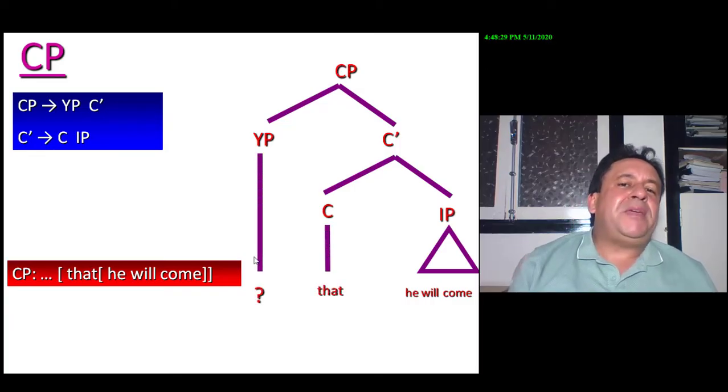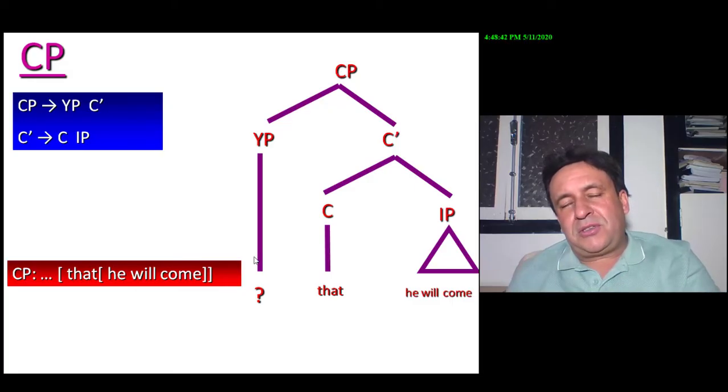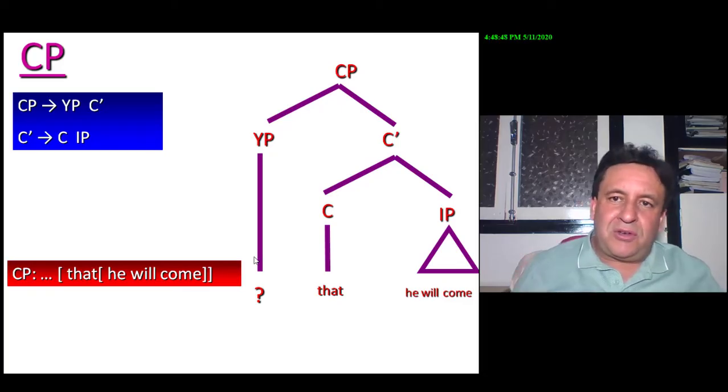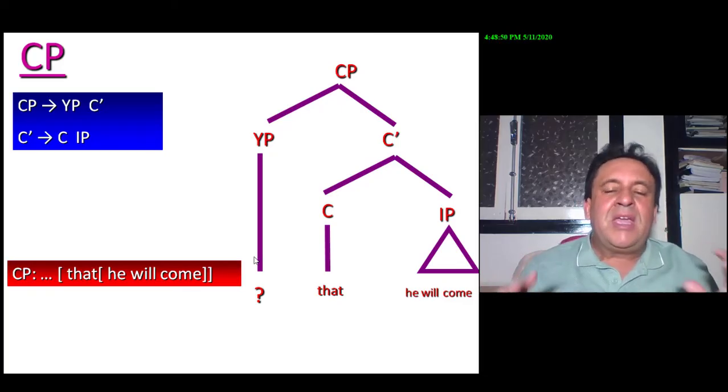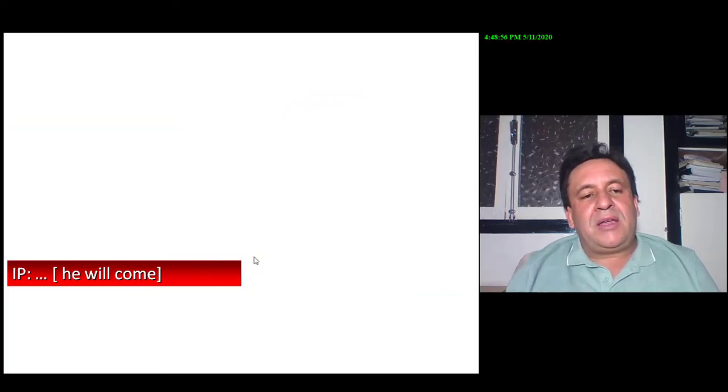Now, how about this YP? What should we put in here? This is the place of WH words such as who, what, where, and when, etc., because all of these WH words move from their original, canonical positions to this position, I mean, to the leftmost position of the English sentence. But I will not say much about this today.